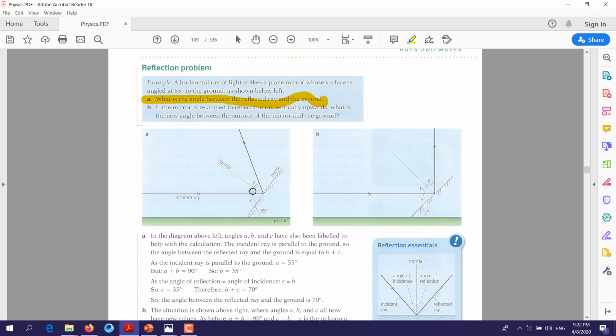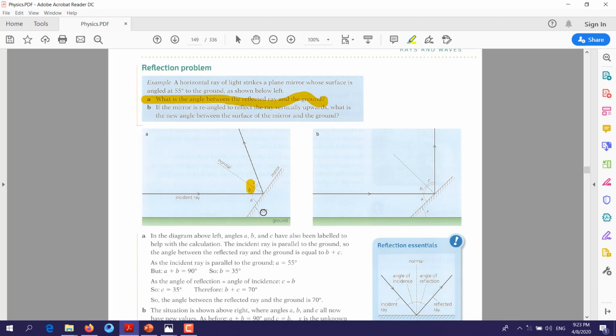So here is the incident ray, and here is the reflected ray. They want to find the reflected angle. So they are asking us to find this angle, from here to here. Here they said the surface is angled at 55 degrees to the ground. So as you can see here, this angle is 55.